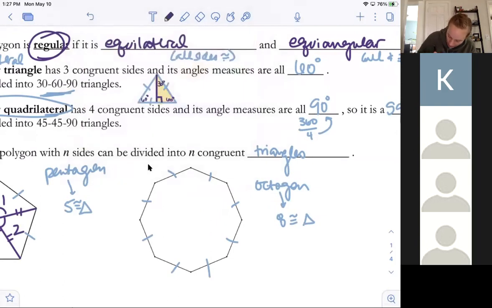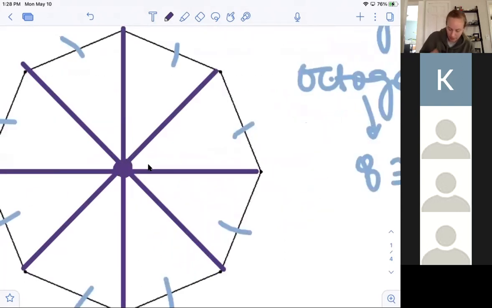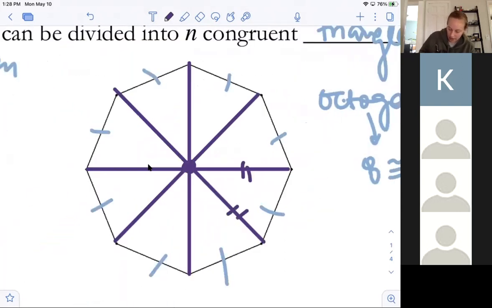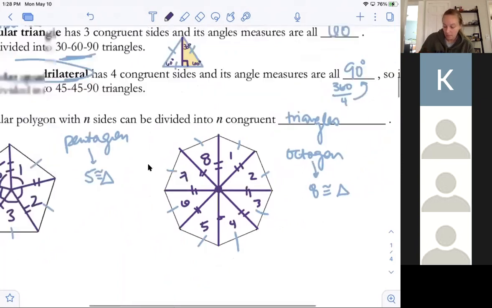I'm going to connect from one vertex to another. There we go. Good enough. I know it doesn't look exact, but pretend it's a little bit better. All of the sides on the inside are the same. And again, all of the angles in the middle are the same. And so now I have 1, 2, 3, 4, 5, 6, 7, 8. So I proved it.